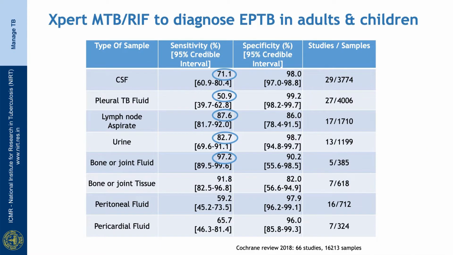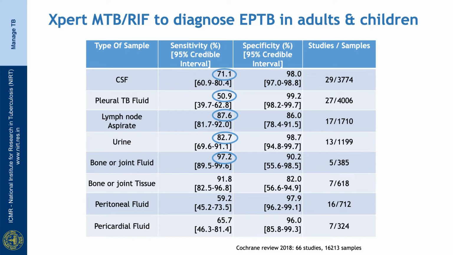Cochrane review of 2018 showed that Xpert MTB/RIF to diagnose extrapulmonary TB in adults and children had a high specificity to the tune of 90% or more. However, the sensitivity varied. For certain body fluids, it had high sensitivity like CSF 71%, lymph node aspirate 88%, urine around 83%, bone or joint fluid around 97%, and bone or joint tissue around 92%. However, for certain body fluids, it had low sensitivity like for pleural fluid 51%, peritoneal fluid 59%, and pericardial TB around 66%.